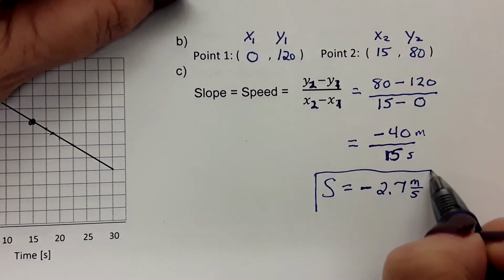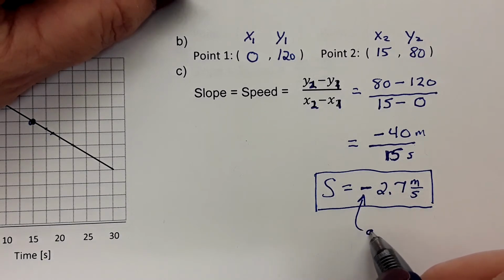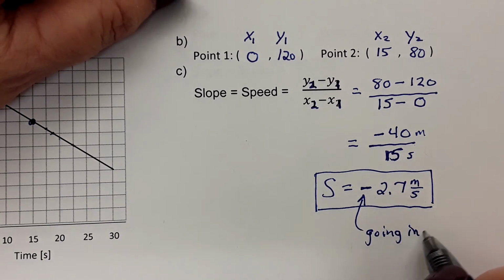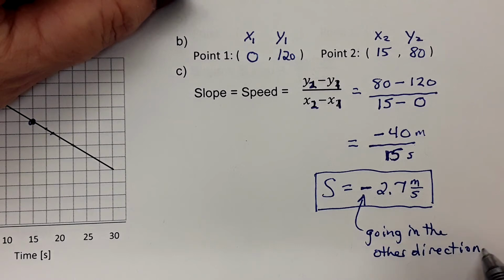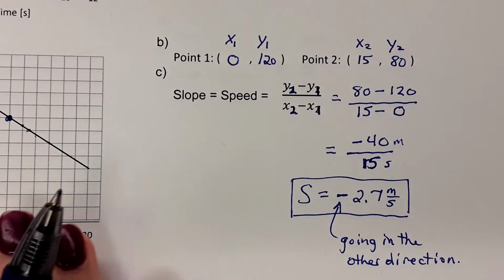Now, what does the negative mean? The negative means it's just going in the other direction. Just means it's going back towards the reference position. Remember, we always measure from a reference position, typically 0. So that means the object is just moving back towards the reference position instead of away from it. That's all that means.